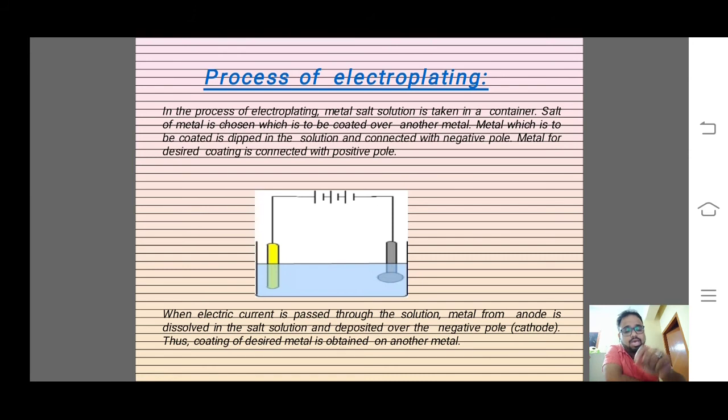You can see the metal which is to be coated is dipped in the solution and connected with a negative pole. Means the metal with which you will coat it, suppose you are coating with copper or you are coating with zinc, so that particular metal will connect to the negative terminal.